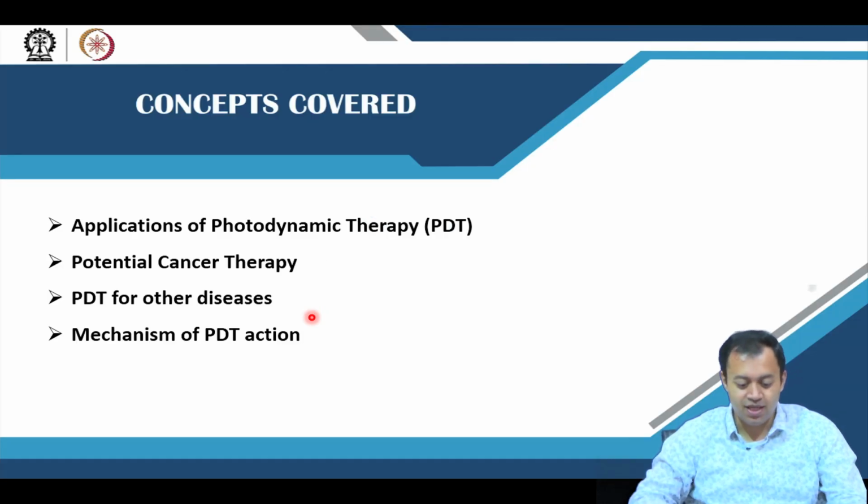So, these are basically the concepts covered. In today's lecture, I told where the potential areas are where PDT could be used, not necessarily for cancer, but antiviral, antibacterial. These are the areas, the autoimmune system. I also discussed the mechanism of PDT action.